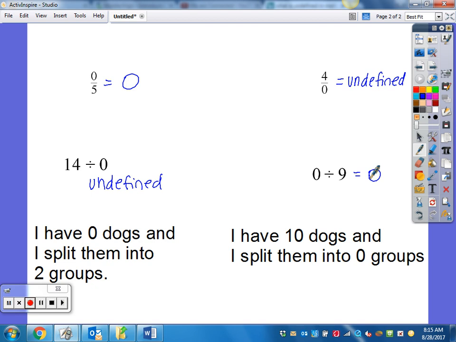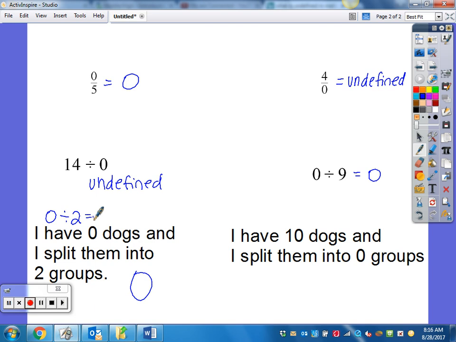Let's look at these two word problems. I have 0 dogs, and I split them into 2 groups. Wait a second. You have 0 dogs, and you split them into 2 groups. So how many dogs are in each group? Well, 0 dogs are going to be in each group because you had 0 dogs to start with. That's saying 0 divided by 2. While it doesn't make sense why you would split your 0 dogs into 2 groups, you can still figure out that there's going to be 0 dogs in each group.